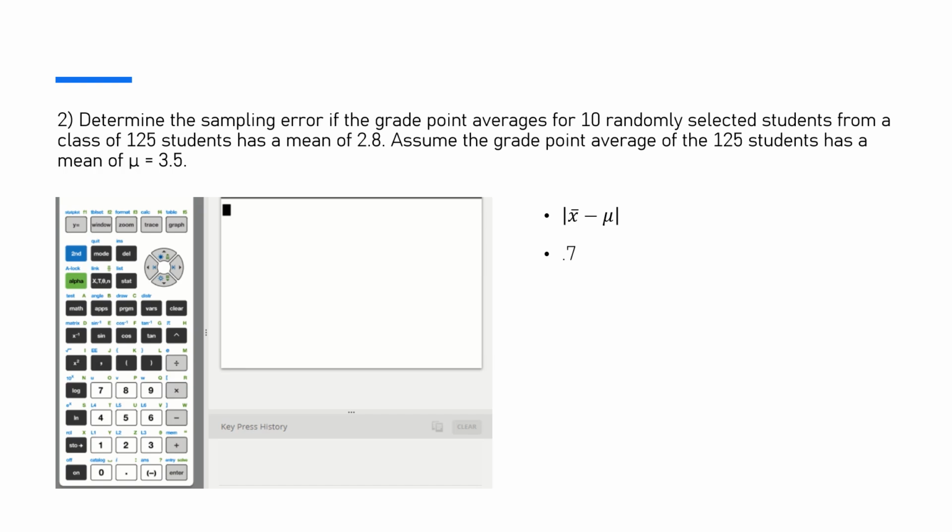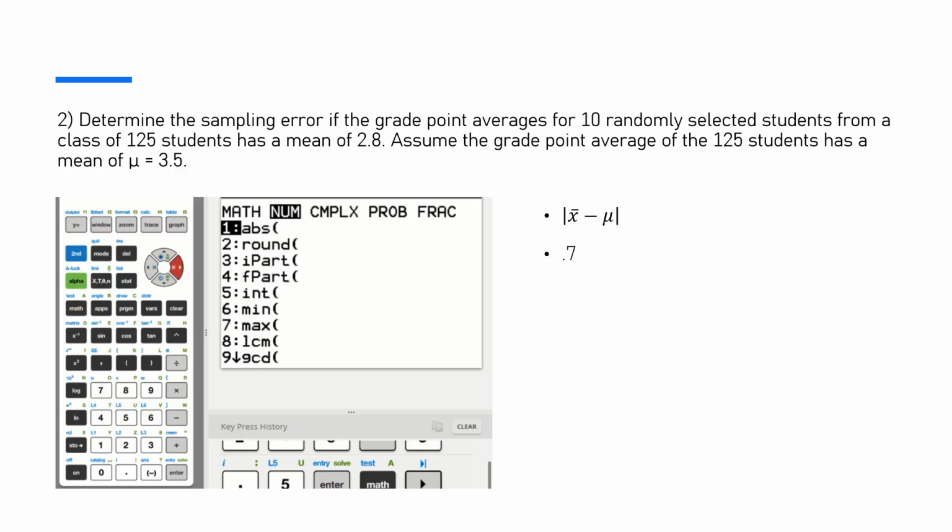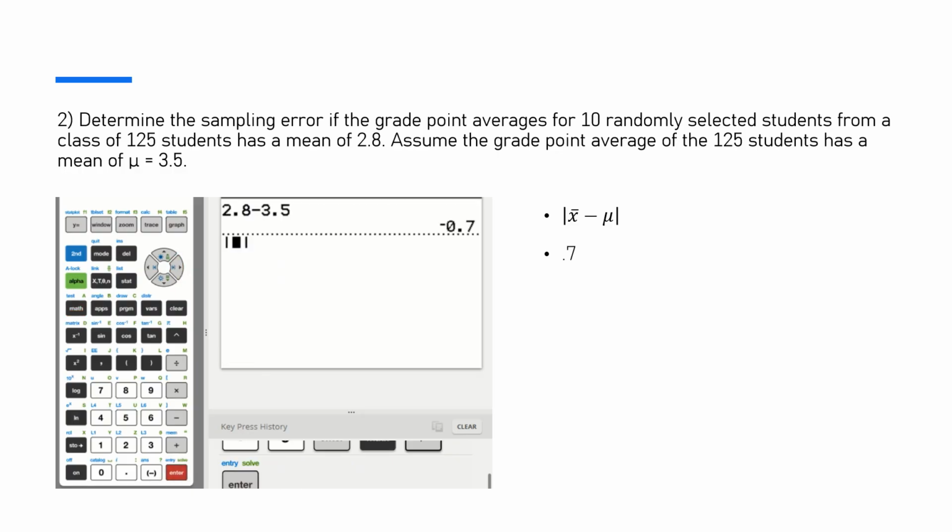This one doesn't really require a fancy calculator, but I'm just not skipping it for that reason. So you get negative 0.7, but the answer should be positive because it's a distance. And if you're a nerd, then you go to the math button in the number menu, and ABS means absolute value, and you can type it in there and you don't have to remember that it's positive. There you go.